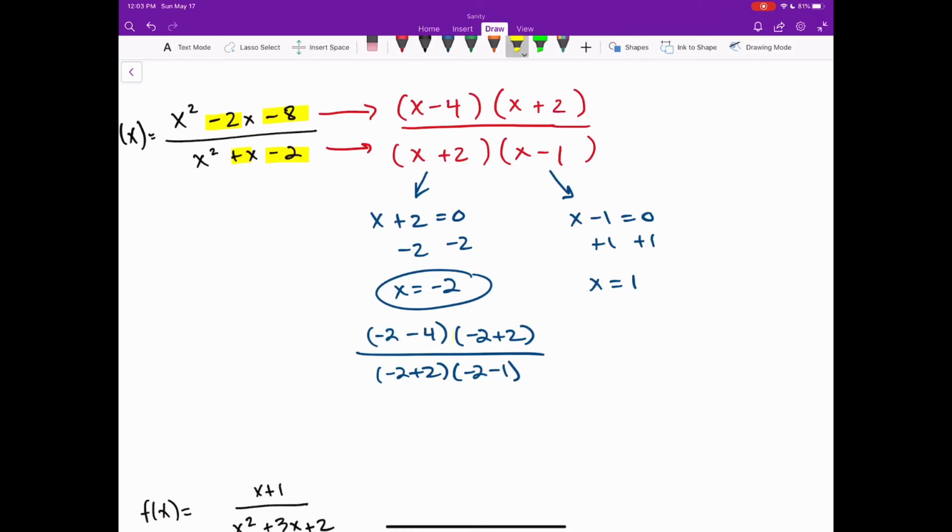I see that this piece is going to be 0 and this piece is going to be 0. Again, I have x plus 2 on the top and the bottom. Therefore, since both the top and the bottom are 0 when x equals negative 2, this has to be a hole in my graph. So this is a hole in my graph at x equals negative 2.